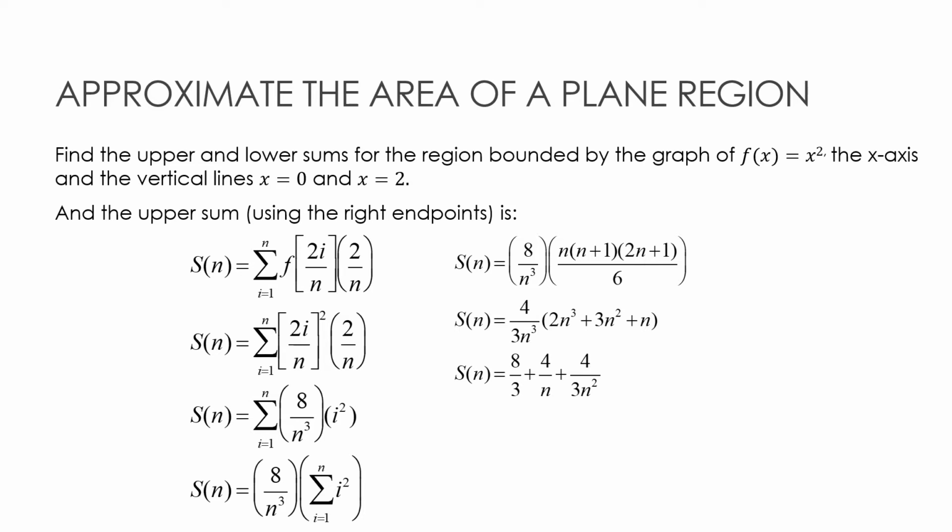Now, I'm not going to go through this guy in as much detail, but this is the exact same thing using the right endpoint. So what did I do differently? This guy was 2i over n instead of 2 times the quantity of i plus 1 over n. But notice I did all of the same work and magically ended up at really the exact same function.